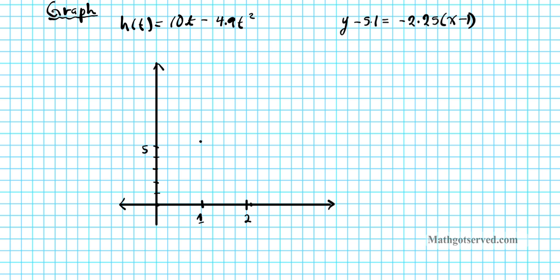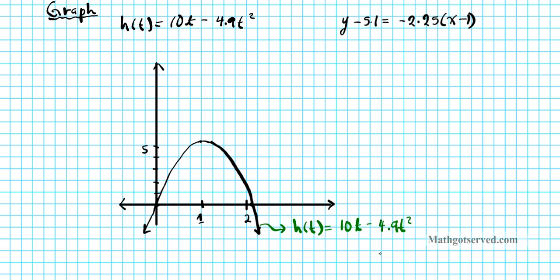So just make a sketch of your function. It's nothing perfect, just a nice little sketch like that. That looks terrible. Let me do that again. And then it comes down through that point. Okay, so that's what it looks like. All right, now that we have the graph of the function, let's label it. This is h of t equals 10t minus 4.9t squared.